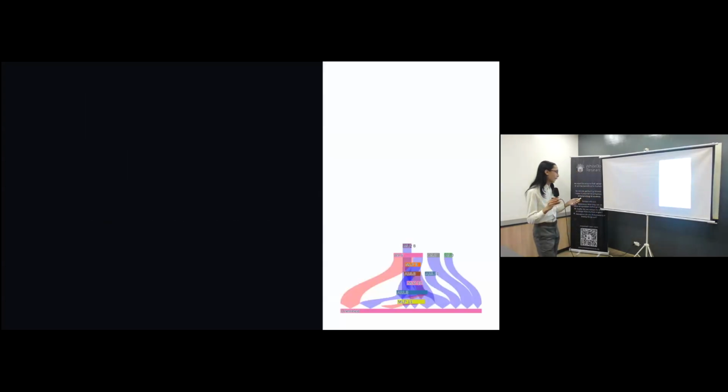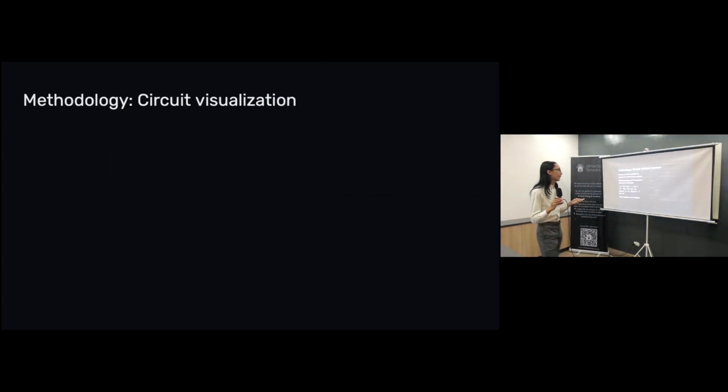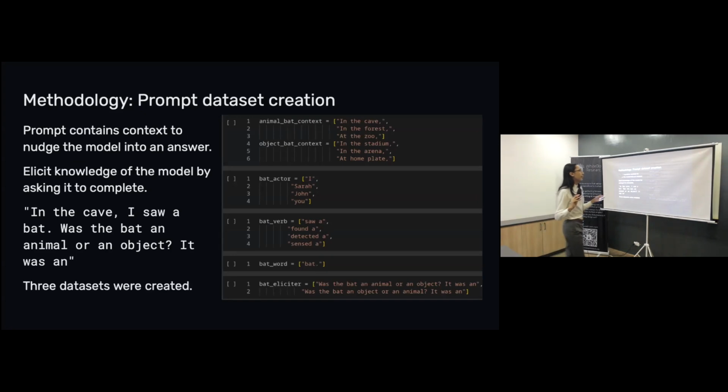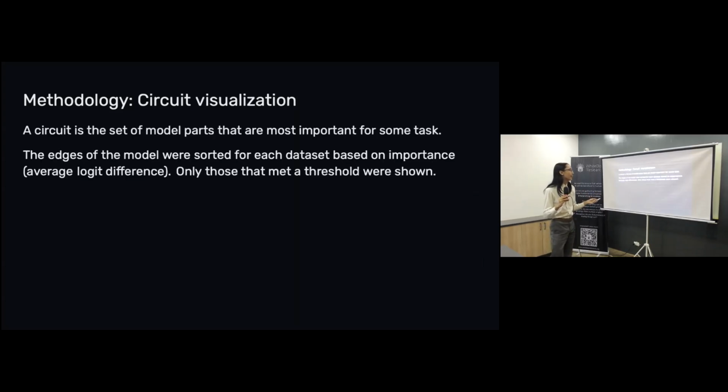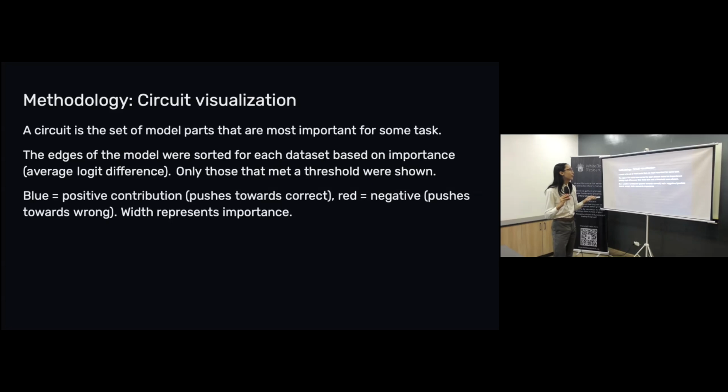So let me just explain a little bit on how I did this. You see here, we have, say, in the cave, I saw a bat. Was the bat an animal or an object? So this is one prompt. And I would pair it with another, which has the object bat context. So instead of in the cave, it says in the stadium. And I would compare those 2. And by comparing them, I will be able to visualize the circuit, right? I will be able to see which edges had the highest difference.